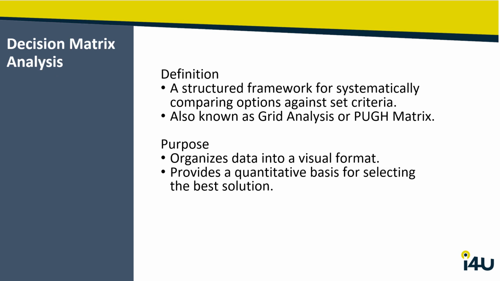Decision matrix analysis definition. A structured framework for systematically comparing options against set criteria. Also known as grid analysis or PUGH matrix. Purpose: organizes data into a visual format and provides a quantitative basis for selecting the best solution.